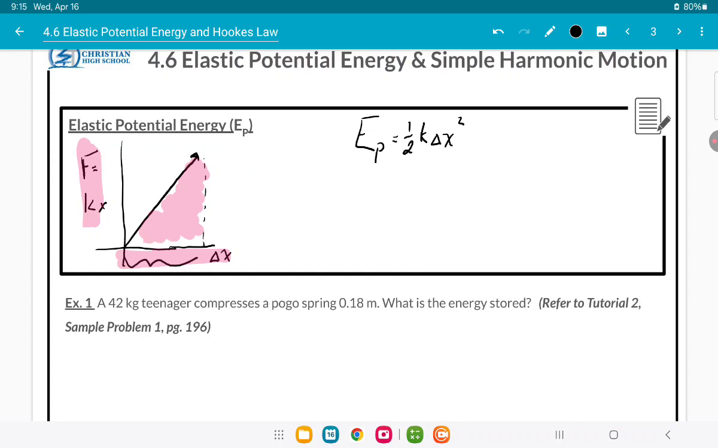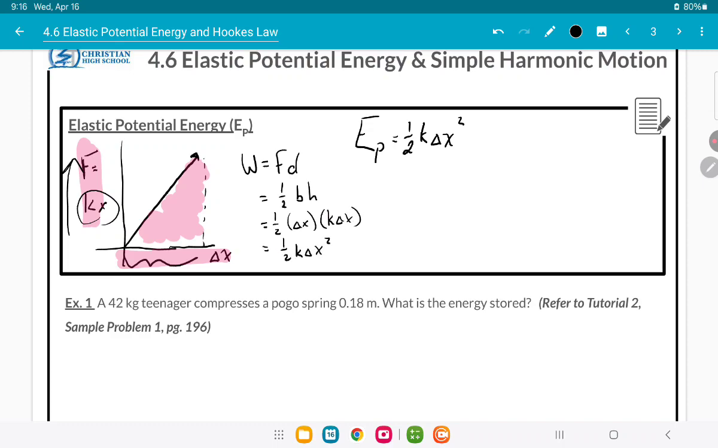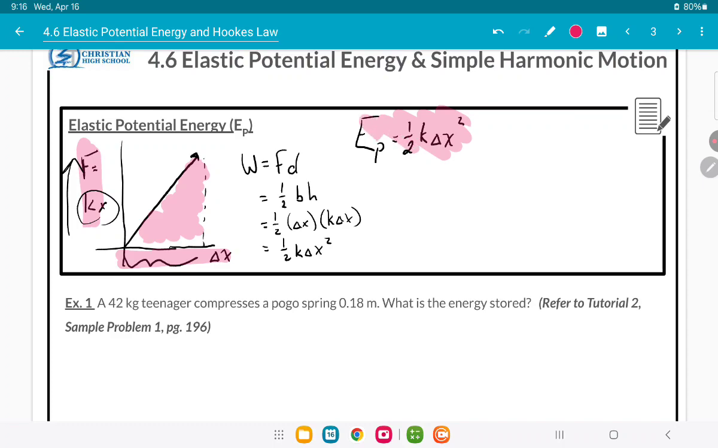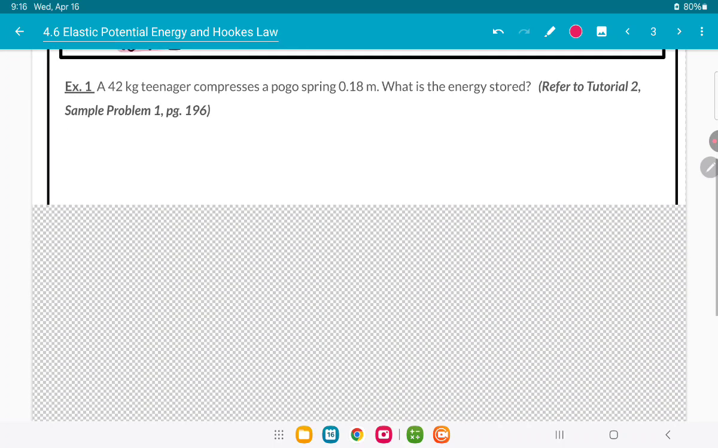So work equals force times distance, where the force is equal to kx. Or another way to look at it: the formula for a triangle is 1/2 base times height. The base is delta x, and the height is the force up this axis, and force is equal to kx. Put that together and you get 1/2 k delta x squared. So that's where the derivation of the formula comes from.